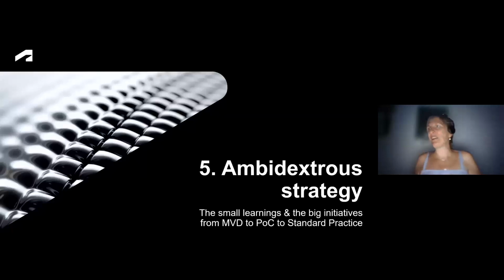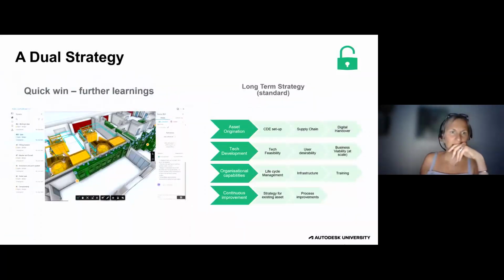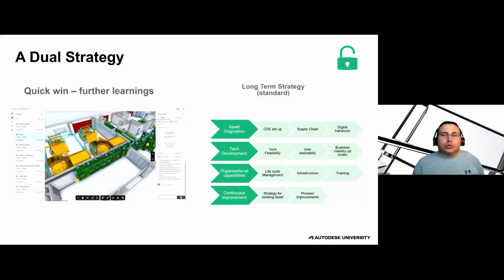Okay, so section 5, ambidextrous strategy. The small learning and the big initiatives, from the minimum viable demonstrated to POC, proof of concept, to a standard practice. So guys, I think that once we demonstrate that we can leverage the legacy challenging and legacy systems to our transformation advantage, we won't be finished. Unfortunately, there are still more challenges awaiting us, right? Yes, and we may not know them yet.